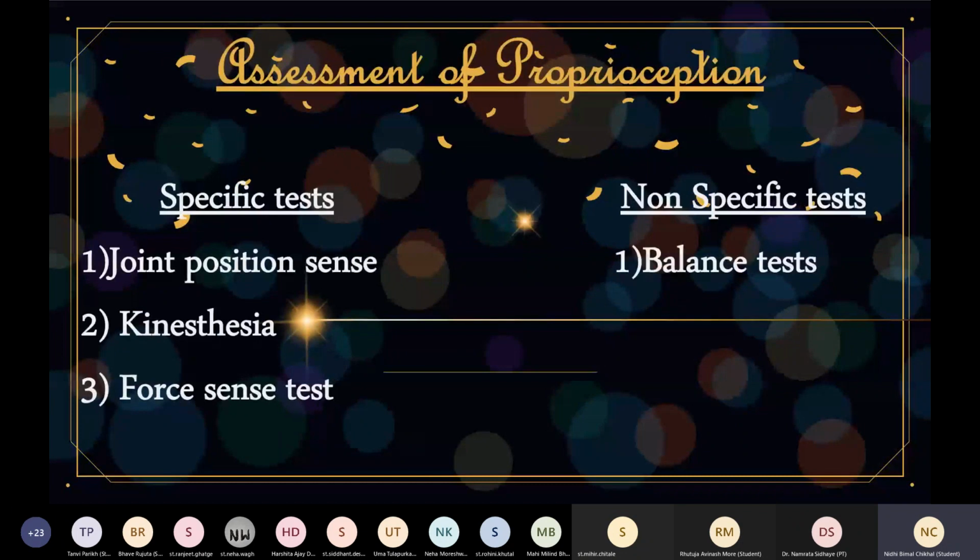Assessment of proprioception can be done by two types of tests, which are specific tests and non-specific tests. Specific tests will involve joint position sense, which we test by lightly holding the great toe in the lower extremity and the thumb in the upper extremity. We demonstrate to the patient various movements, which may be dorsiflexion, neutral, and plantar flexion, and then ask the patient to close the eyes and identify which is the movement.